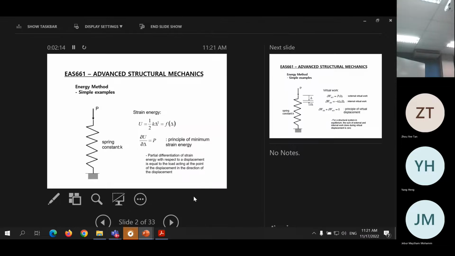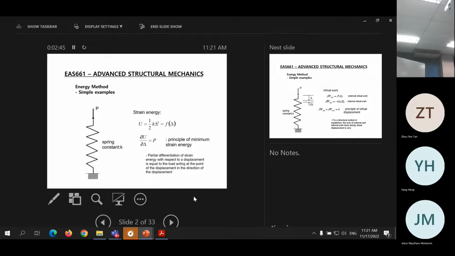So we start with this. One of the principles that I think you have come across is the principle of minimum strain energy, which is given by these equations. For this particular example, you differentiate the strain energy, which is expressed as a function of displacement, and it is equal to the force applied at the same point as the displacement and in the same direction.